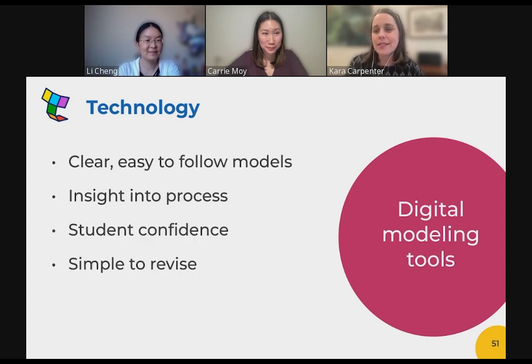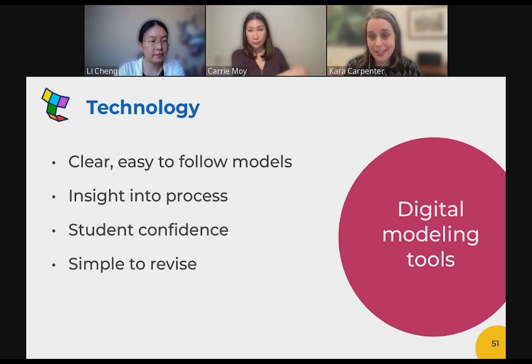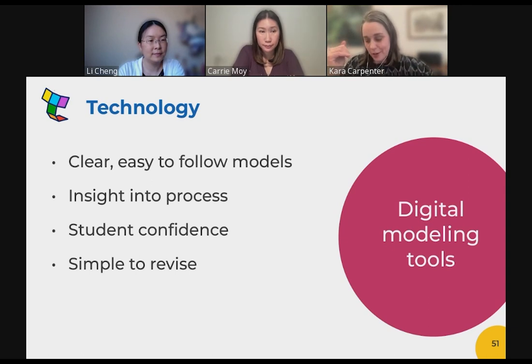And so one of the things that a digital modeling tool can afford is that they are often clear and easy to follow models. You do get insight into students' process, right? So you can see how were they thinking about the problem. Remember Han and his sister earlier? You could really see the different strategies highlighted. And yes, if you're wanting to project student work, you can use your Elmo and put that piece of paper underneath there and project it out for everyone to see.